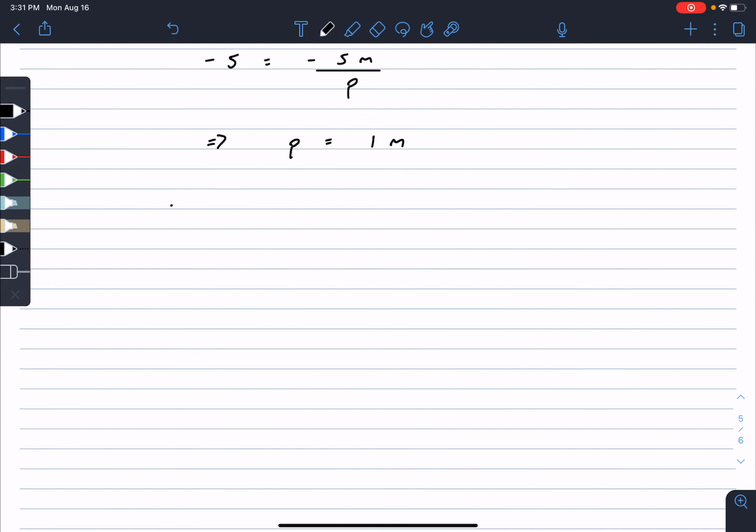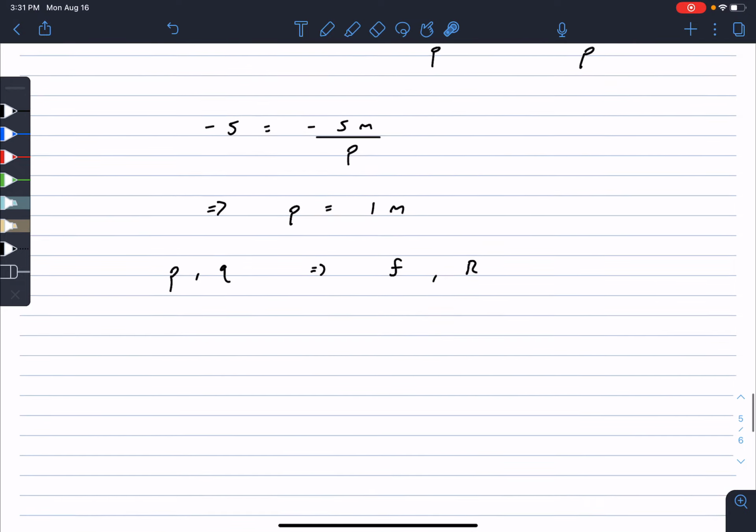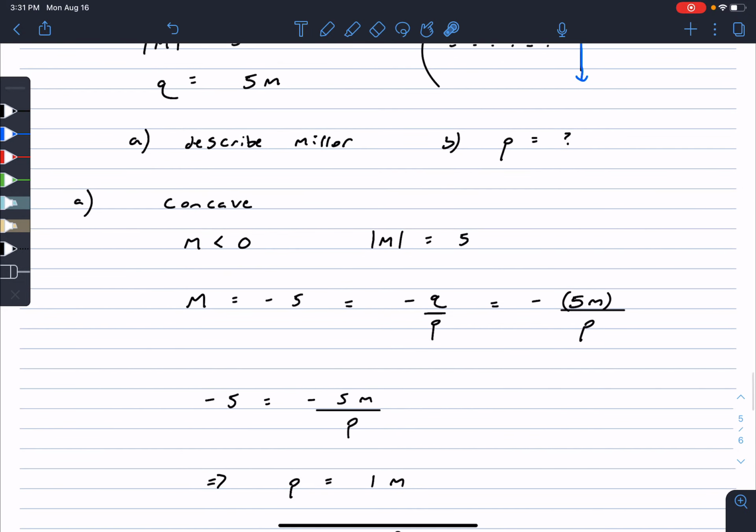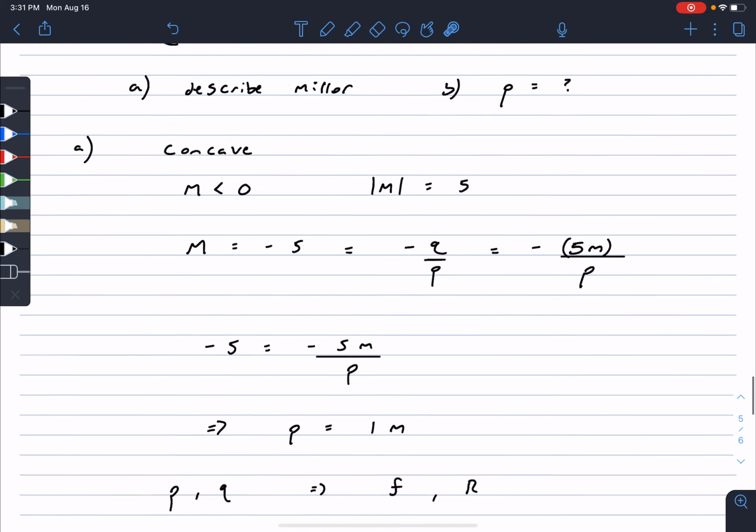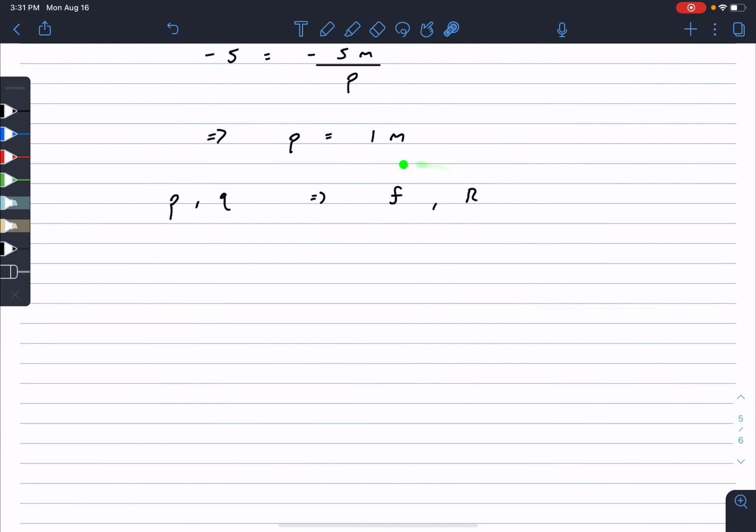Now that you know p and q, you can solve for f, the focal length of the mirror. You can solve for the radius of curvature. Well, actually, that's enough here to build your mirror. So you can solve for these things and then build your mirror. So when it asks you to describe the mirror, this is a great place to start, but you can also identify these values.